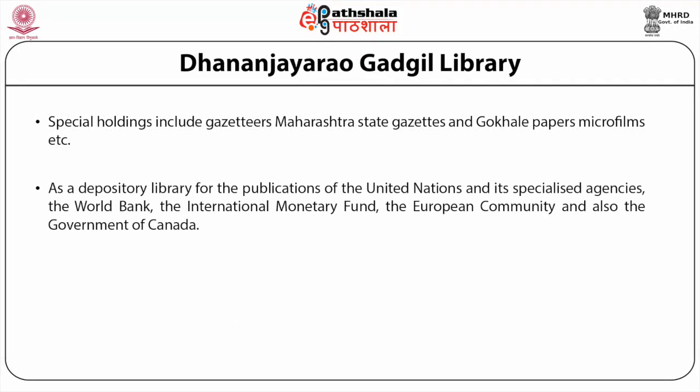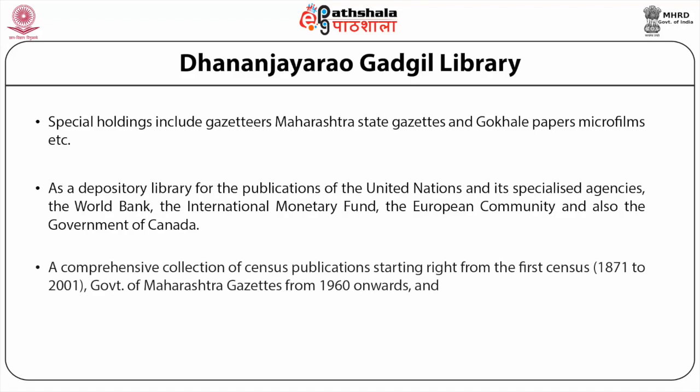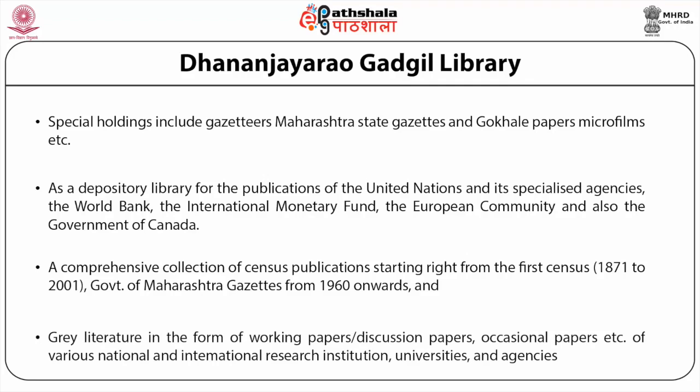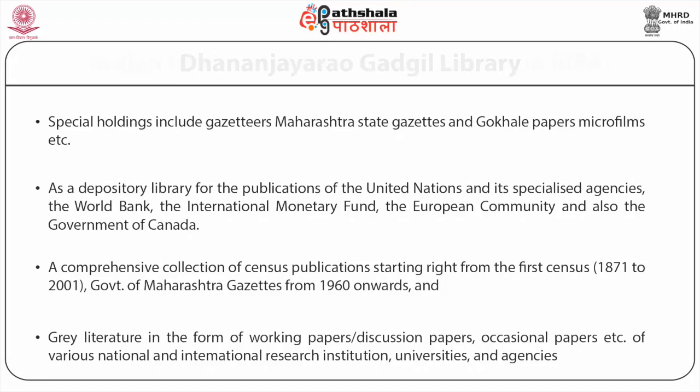It is a depository library for the publications of the United Nations and its specialized agencies, the World Bank, the International Monetary Fund, the European Community, and also the Government of Canada. A comprehensive collection of census publications starting right from the first census, 1871 to 2001, Government of Maharashtra Gazettes from 1960 onwards, and grey literature in the form of working papers, discussion papers, occasional papers, etc., of various national and international research institutions, universities and agencies.